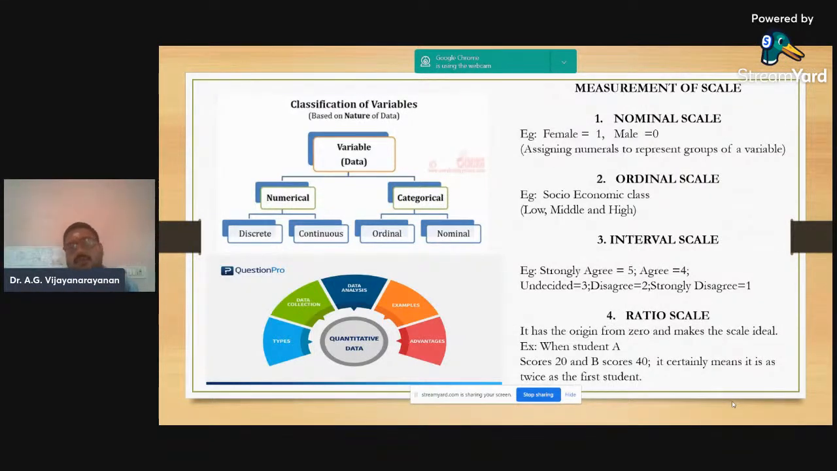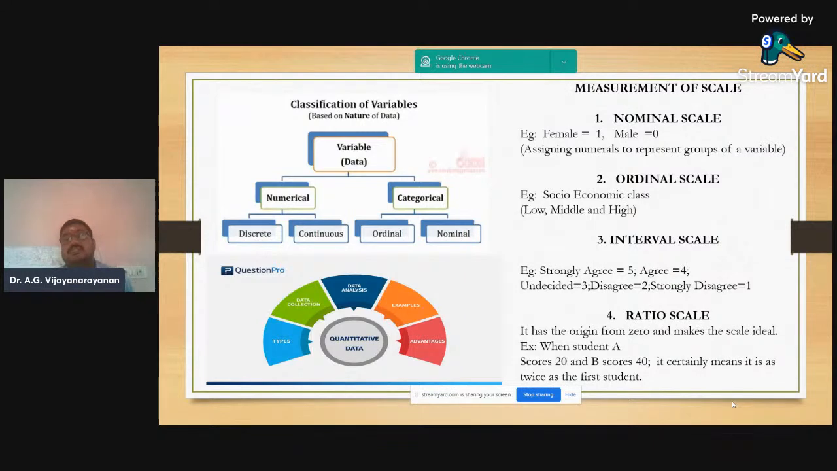Because when you take the data for analysis, how many male are there, how many female are there, we need to do it. So we need to convert all these words into numbers. So that's the reason why I'm assigning a number. That is what is called as nominal scale.